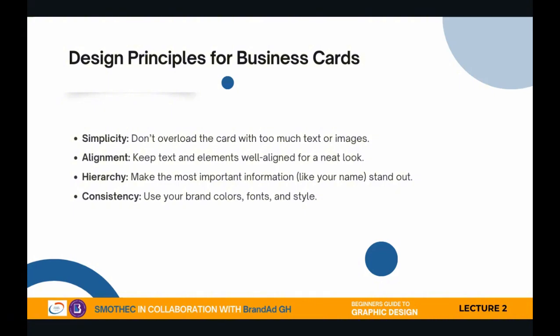Then hierarchy. Hierarchy simply means that it has to follow an order, right? There should be an element that is bigger than the other one. The most important element should be bigger, which is your brand name, your own name, and your position in the company or the role you play in your brand, right? And then the next thing that will follow is your contact information. So in this case, your brand name or your name will be biggest. Then your role will follow, a little bigger too, but smaller than your brand name. And then the rest of the contact information will be smaller than the rest.